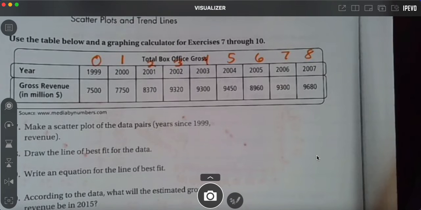Questions, y'all, on that part? Everybody's listening? Okay. Because this is very important for Algebra 2. I'm going to assume you remember it in 2 years. We'll go over it again. All right. Those are your years. Then I have my gross in millions. How much you're making. In millions. So, I'm going to enter in.